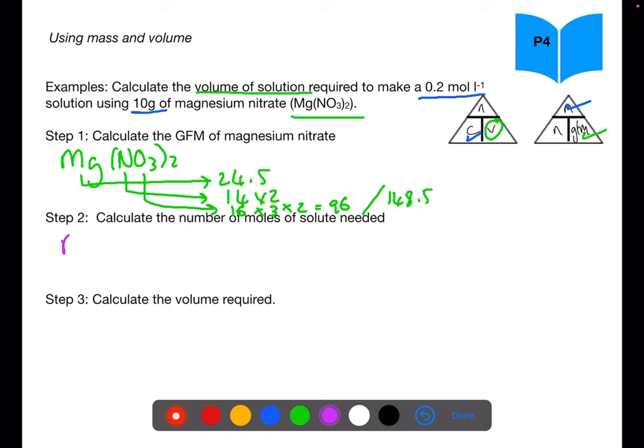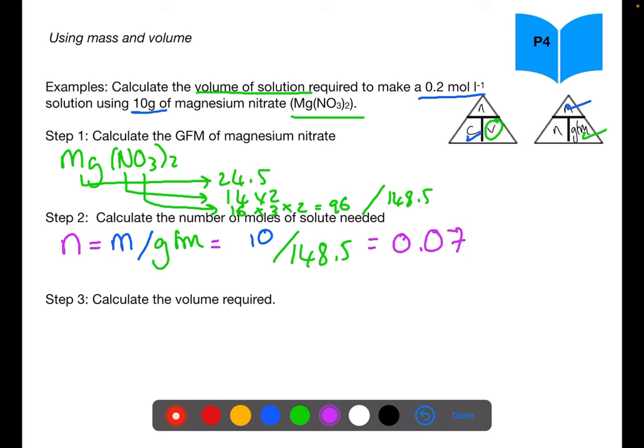We can now calculate the number of moles using the mass from the question divided by the gram formula mass. This is then 10 divided by 148.5 to give a number of moles of 0.07. We now know the number of moles that are here, which we can transfer to the other equation.